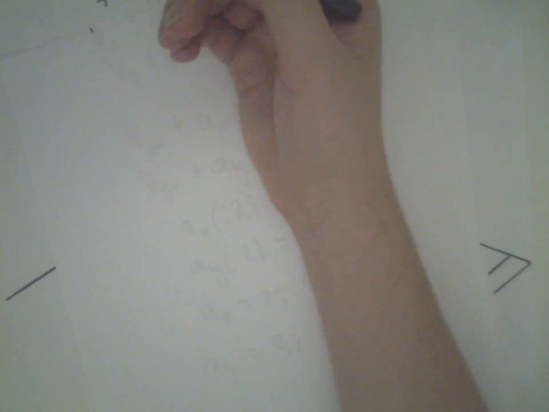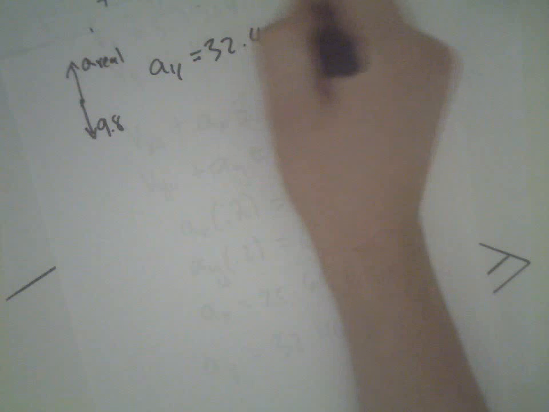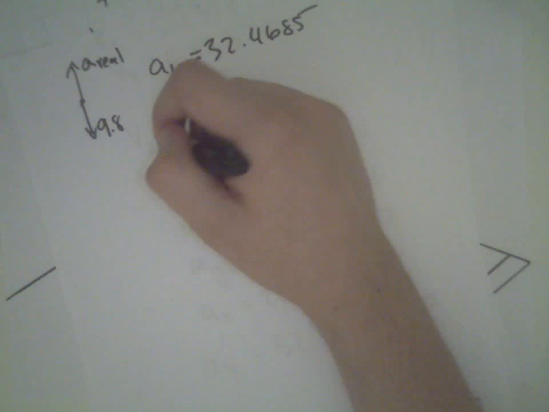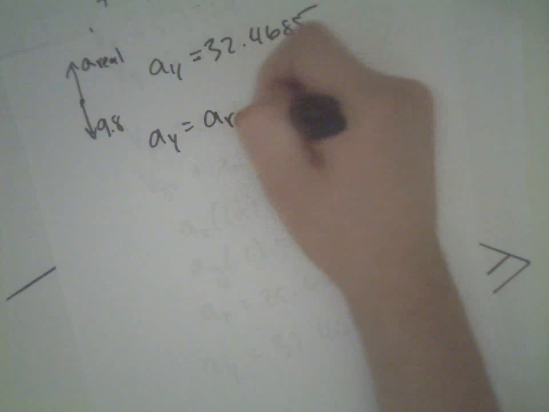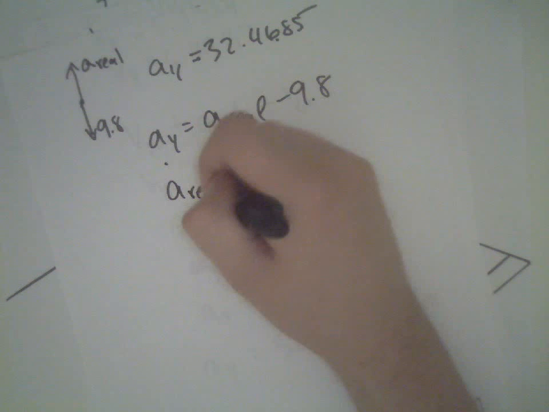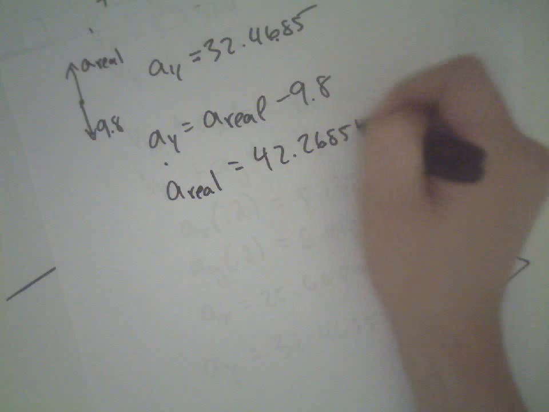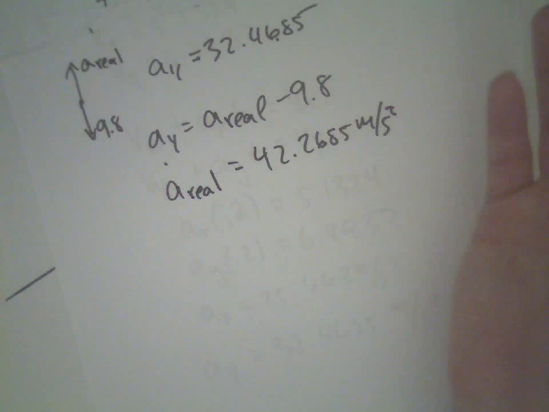Alright, now we have to take into account one more thing, and that's we live on Earth. And because of that, we have to counteract gravity. So here's our actual acceleration in the y direction, and we have to counteract gravity, which is 9.8. And that's supposed to equal our acceleration of 32.4685. So what we do is we say that ay is equal to a real minus 9.8. And since ay is equal to this, we can just use some simple algebra again to get that our acceleration in the y direction is actually 42.2685 meters per second squared. And again, that's because we have to counteract gravity.